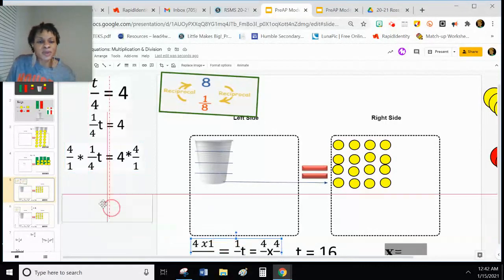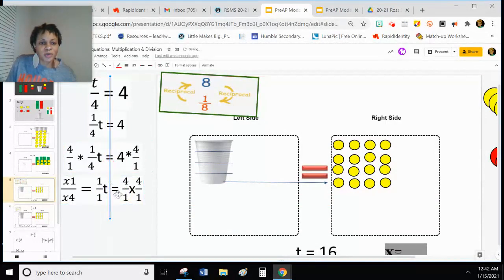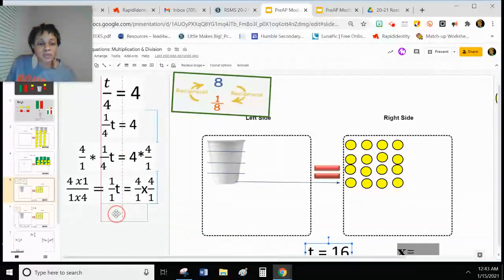Okay. So what does that look like in, let's say, extended form? So 4/1 times 1/4 is 4 times 1, which gives me 4, and then 1 times 4, which will give me 4, and 4/4 is just 1. So I would end up with 1t on this side, and then here, remember this 4 is over an imaginary 1. You make it a fraction by putting it over 1. So we have 4/1 times 4/1, okay? And we'll multiply those across. On this side, this 1 will disappear. Remember, it's invisible, and we'll just be left with t.